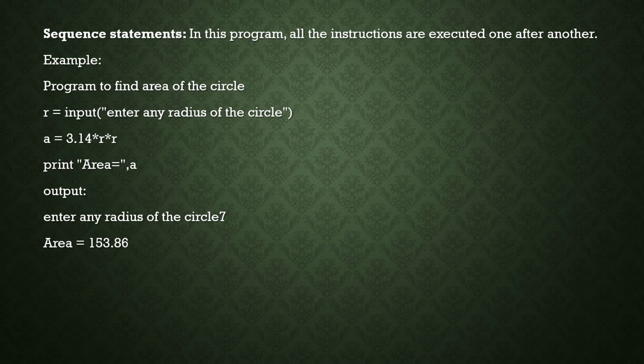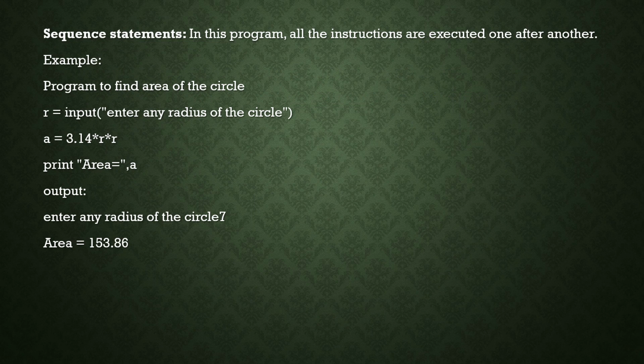R equal to input, enter any radius of the circle, so that will be stored in R. So it will find A is equal to pi r square, 3.142 into R into R, print area equal to A. See, here there is no branching, there is no jump statement, there is no decision making, there is no looping. So straight away you are going to execute statements one by one as they appear in the program constructs.